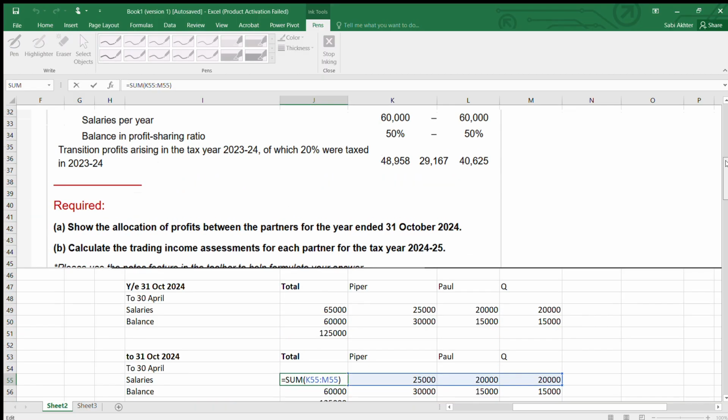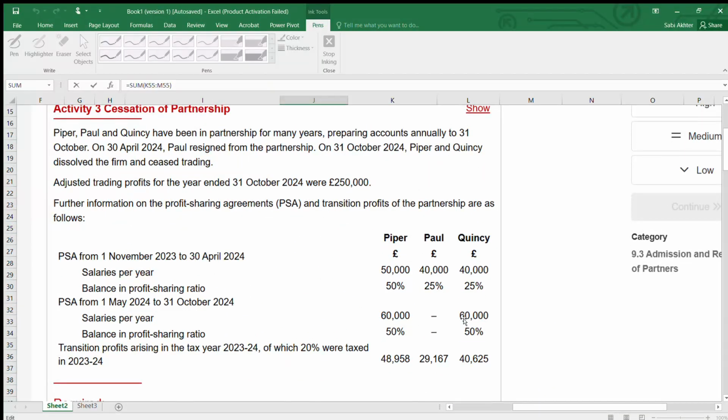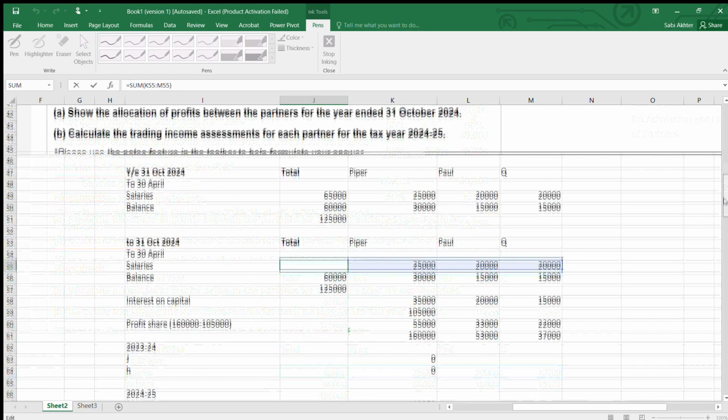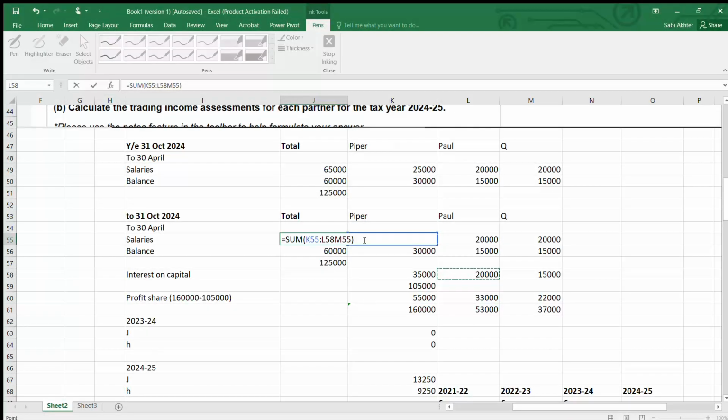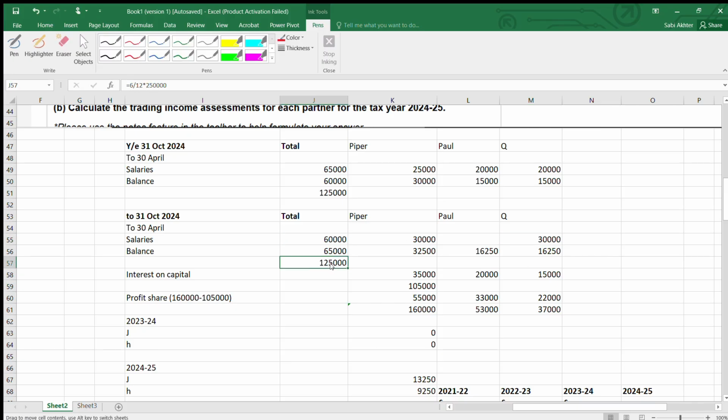But this time the salary changed. You see, it is 60,000 and 60,000 salary. So this time it is 60,000 for Piper. Sorry, half, 30,000. So 30,000 you have to take. I'm sorry. 30, Paul exists, and here it's 30. So 30 and 30 is 60,000, and this remains same. So this then becomes 65,000 because the balance.